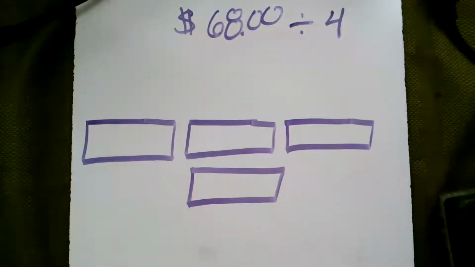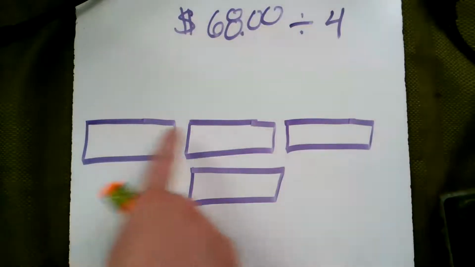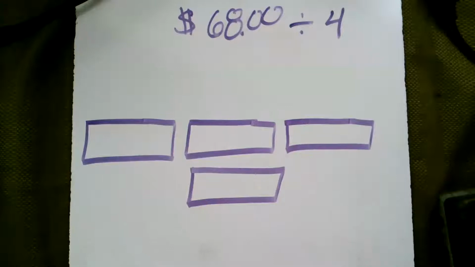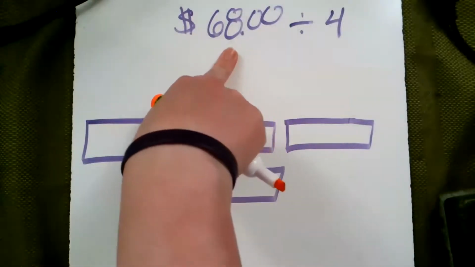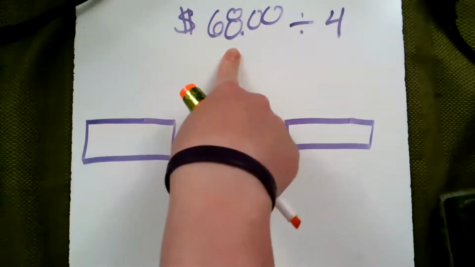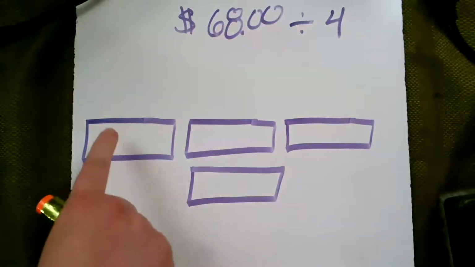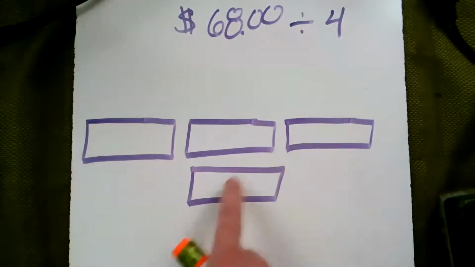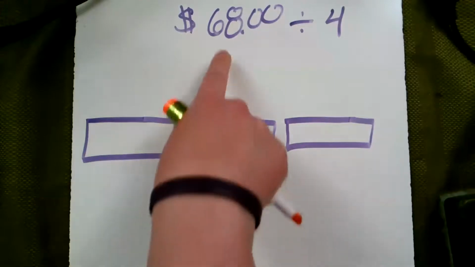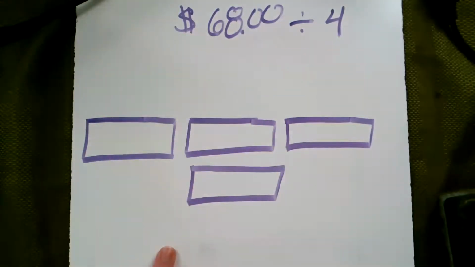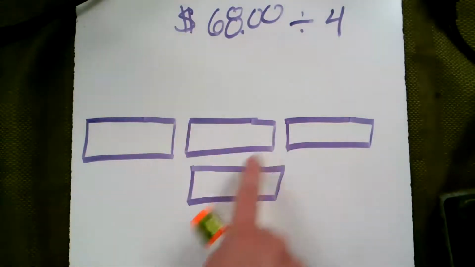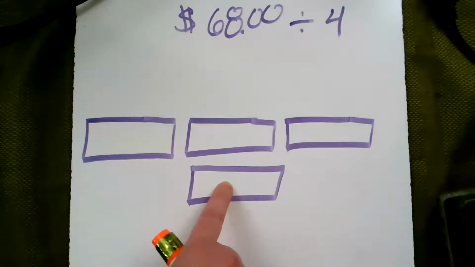I'm going to figure out what's the largest number I can distribute to each person without going over the actual retail price of $68. So let's see. Let's start with 10. If I do 10, 20, 30, 40, that's pretty close. Could I do 20? 20, 40, 60, 80? Oh, no, that's too much. Let's stick with 10.